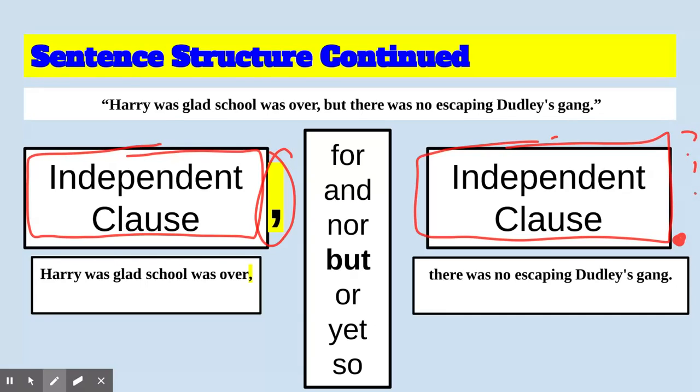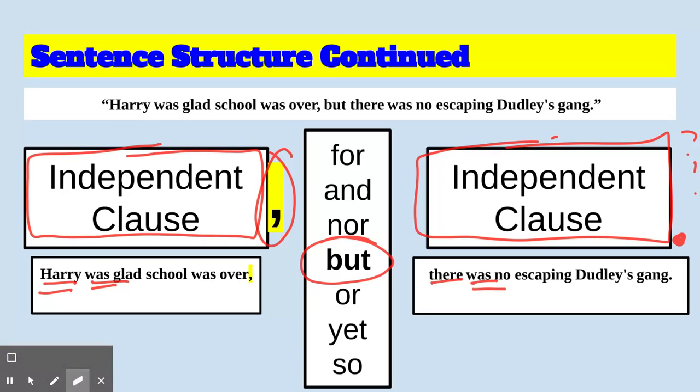But same thing. I still have Harry as my subject, and he was glad. Over here, I have there was my subject and still was. And there's my entire list of fanboys that's going to go in the middle. And this one I'm using but. And we're going to practice some more with this throughout the week. So no worries if you don't absolutely get it right now.